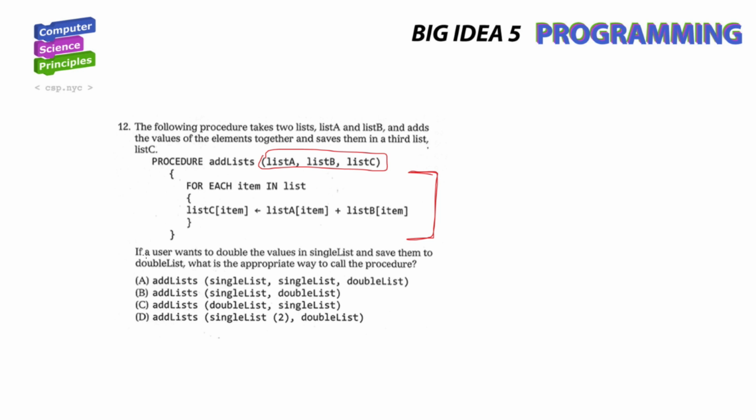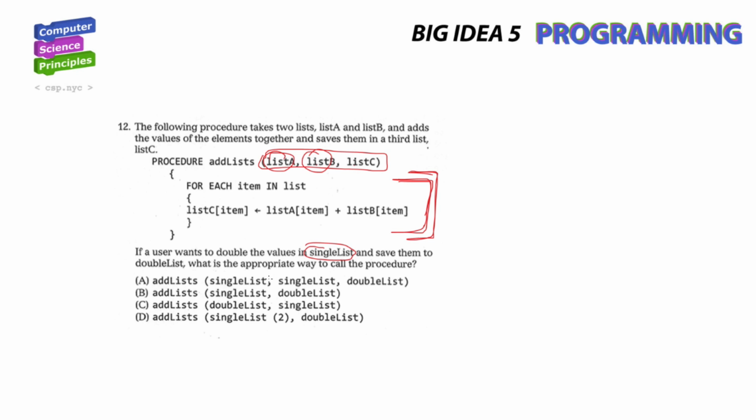So simply this says if a user wants to double the values in single list and save them to a double list, what is the appropriate way to call the procedure? As you see here, they took list A and they took list B and made list C. And this is all within the command section right here, but the parameters list A, list B, and list C are all here. So in what they're telling us, to take single list and double it and put it into double list, doubling is just really adding it to itself. So we need this parameter twice.